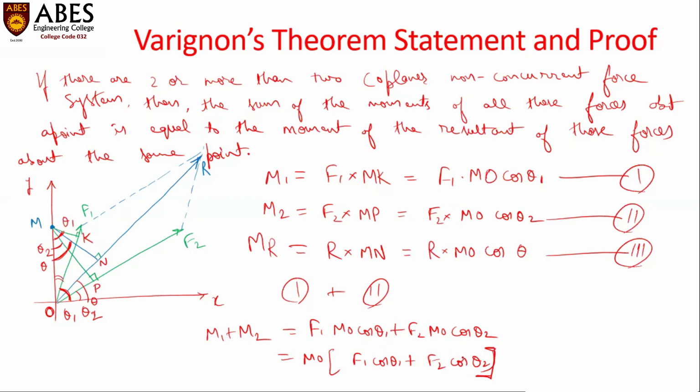If you observe it carefully, you will get it. It is the summation of the horizontal components of these two forces, F1 and F2, which we are analyzing here. And as per the principles of mechanics, the summation of horizontal components must be equal to the horizontal component of the resultant of these forces.